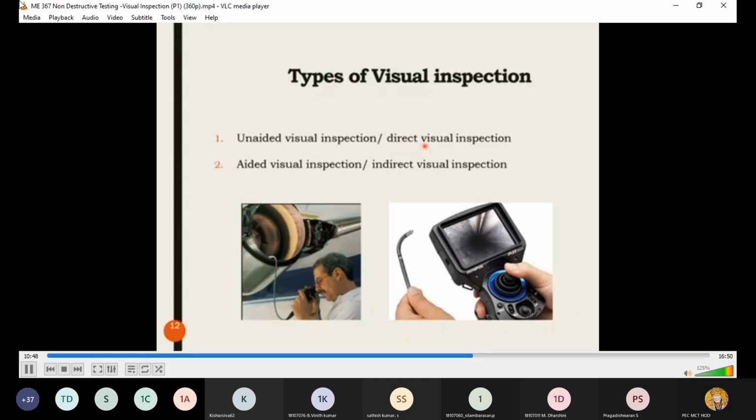Effect or other discontinuities that are occurring. And the second one is aided visual inspection, where we use external devices, right? External devices are used in order to conduct the visual inspection. That is what we discussed.